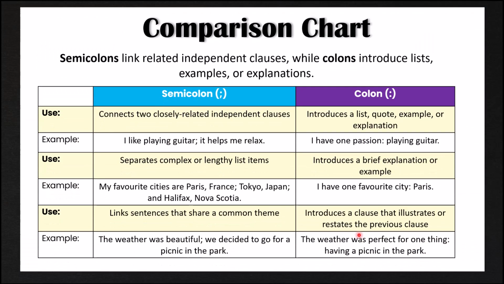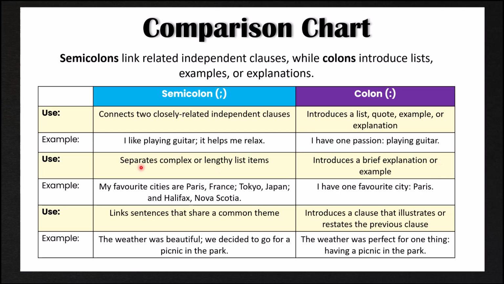So now let's quickly review semicolons versus colons before we do our quiz. So semicolons link related independent clauses, while colons introduce lists, examples, or explanations. Okay, so first of all, semicolons connect 2 closely related independent clauses. For example, I like playing guitar; it helps me relax. Whereas a colon introduces a list, quote, example, or explanation. I have one passion: playing guitar.